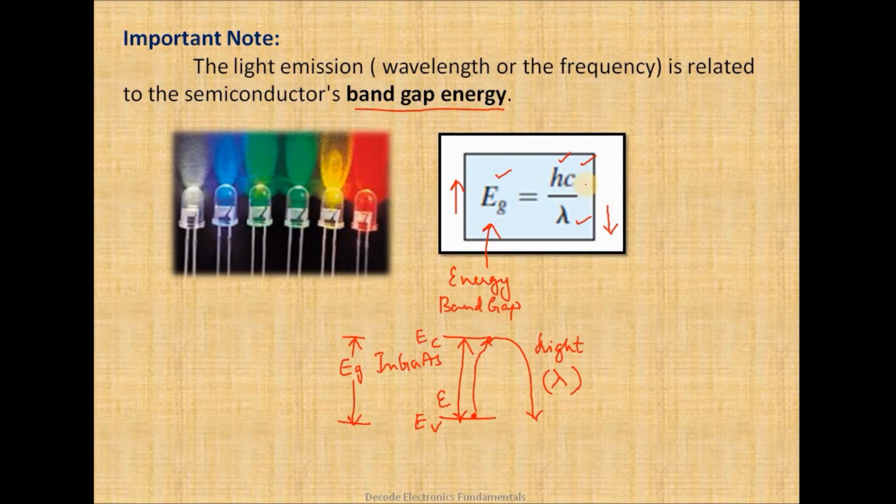the light. So just to put it in terms of the proportionality, we can also say that the energy band gap is directly proportional to the frequency, or the energy band gap is inversely proportional to the wavelength. So that means if we increase the energy band gap, the frequency of the light that is being emitted also increases, whereas the wavelength decreases.